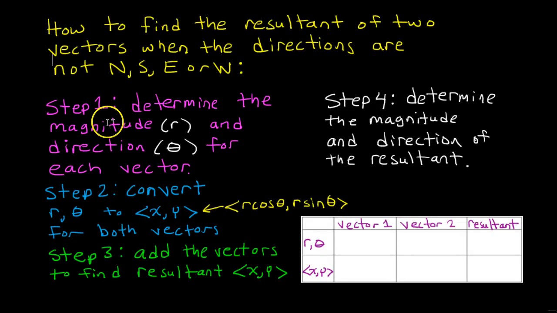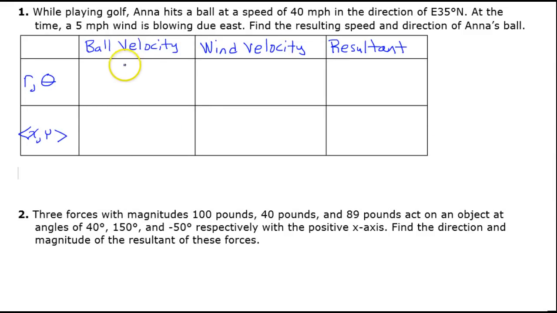So step one is to determine the magnitude and direction for each vector. Let's go ahead and do that now. Let's start with the ball velocity. It says Anna hits the ball with a speed of 40 miles per hour. So right there, that's the magnitude. So we can just go ahead and write that down, 40. In the direction of east 35 degrees north. Okay, we need to convert that to theta measured from the positive x-axis. So we need to convert this direction over.